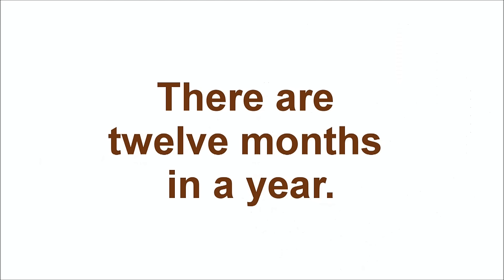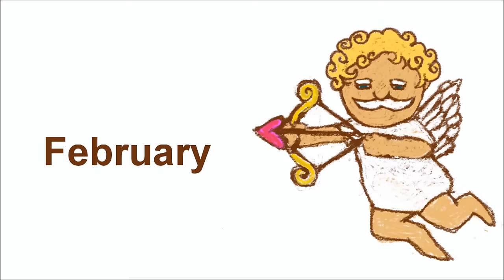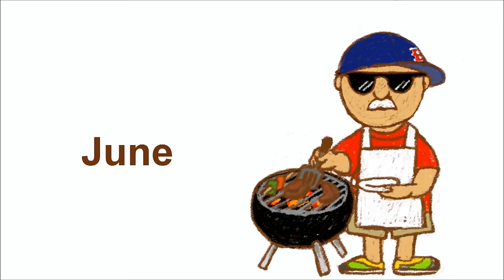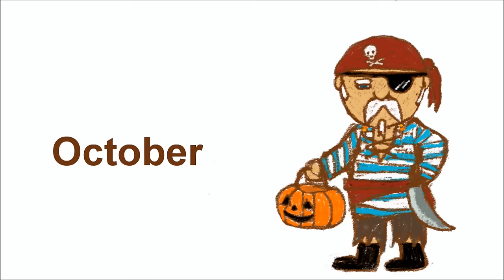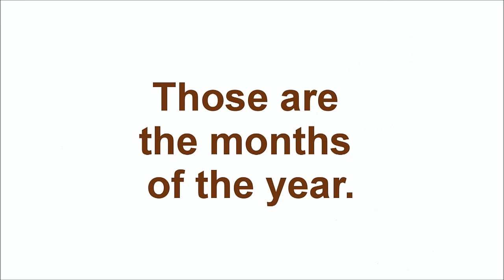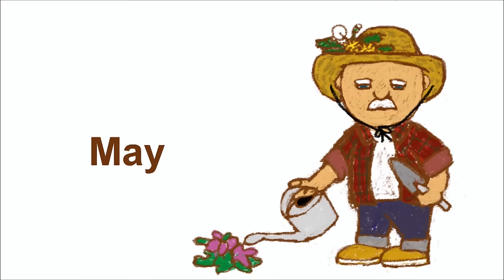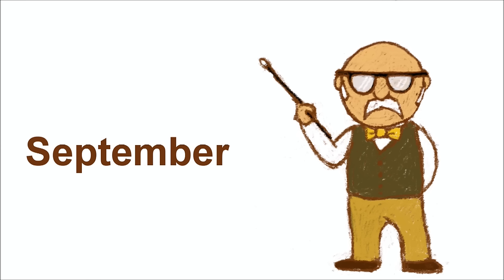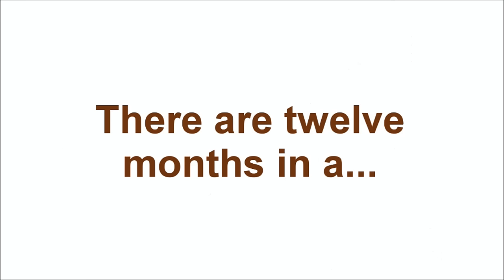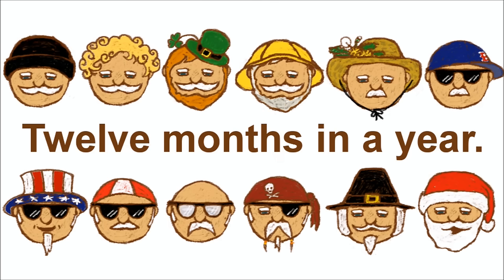There are 12 months in a year. January, February, March, April, May, June, July, August, September, October, November, December. Those are the months of the year. There are 12 months in a year. Yeah!